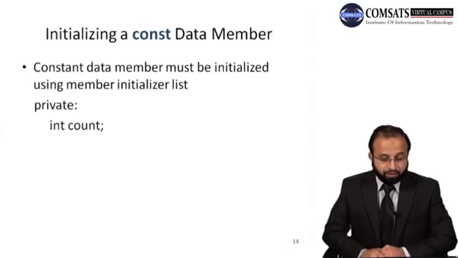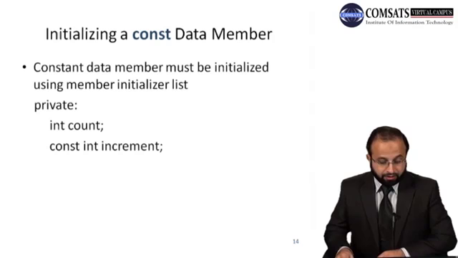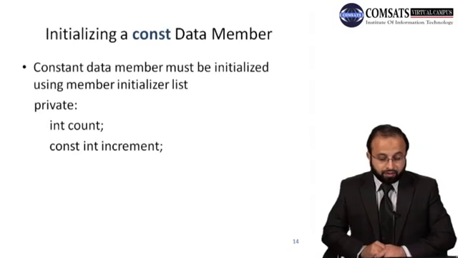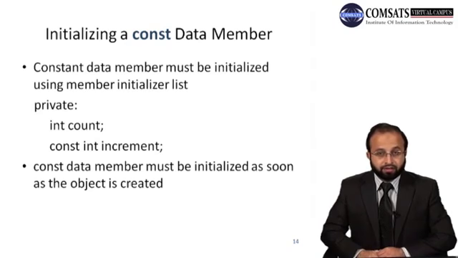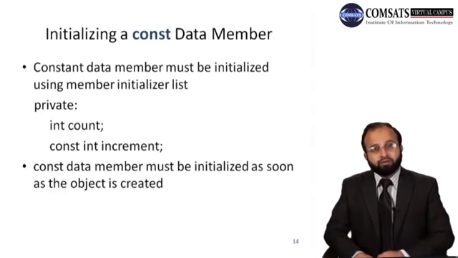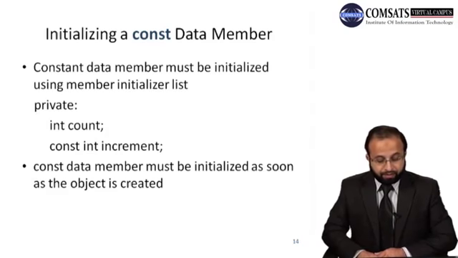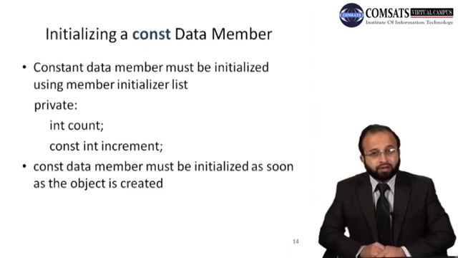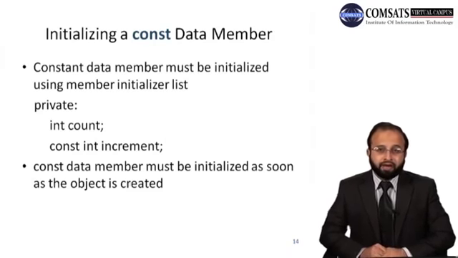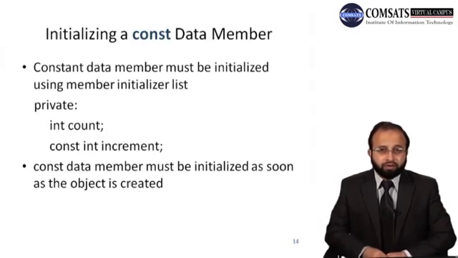So let's assume an example. We have a private data member count, and then increment, which is a constant. Now a constant data member must be initialized as soon as the object is created. As soon as the object is created, you have to initialize the constant data member, because it's the same case as when the object is constant: whenever you create a constant object, you have to initialize it with some value. Afterward in the program, these values won't be able to change.